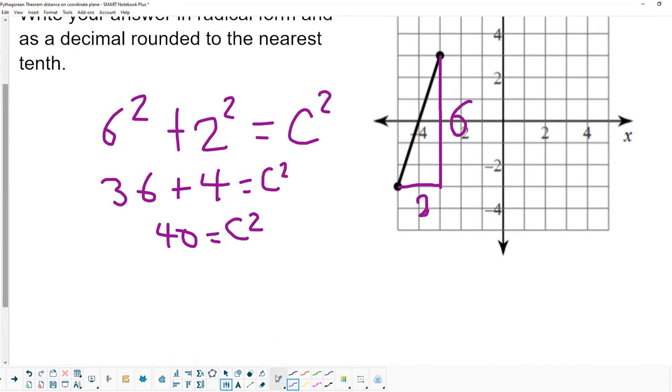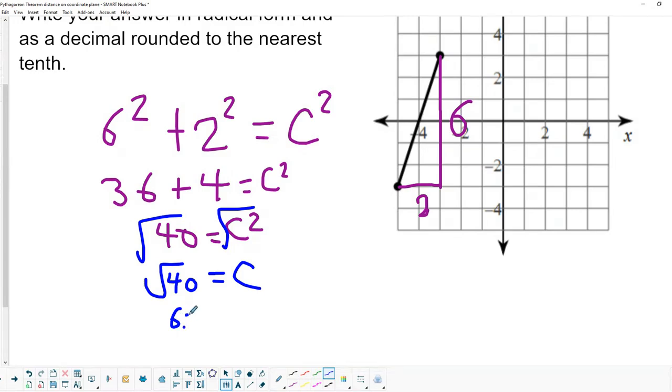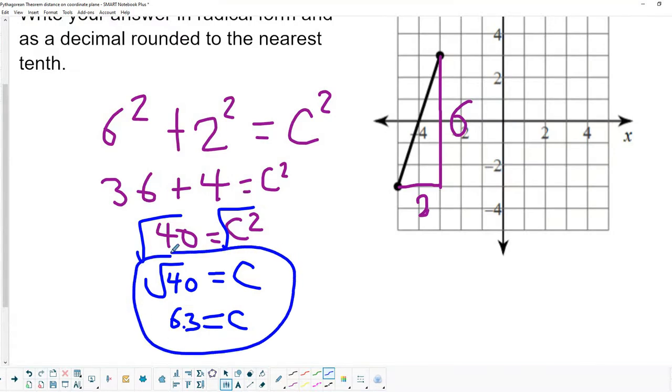Now I just have to take the square root of both sides. And that gives me c equals the square root of 40 for my radical version of the answer. But then when I do that actual square root of 40, I end up with 6.3 for my decimal version of the answer. So here are both the answers that we will be looking for on your worksheet.